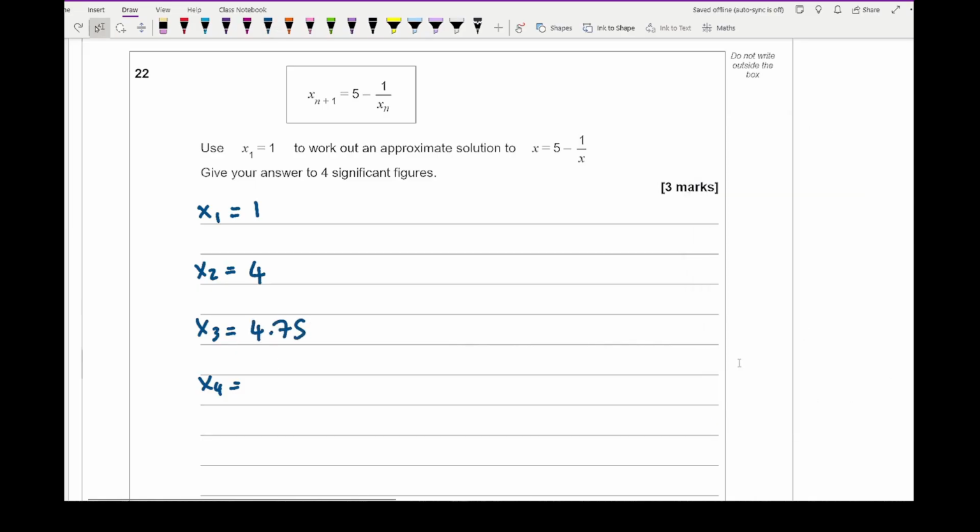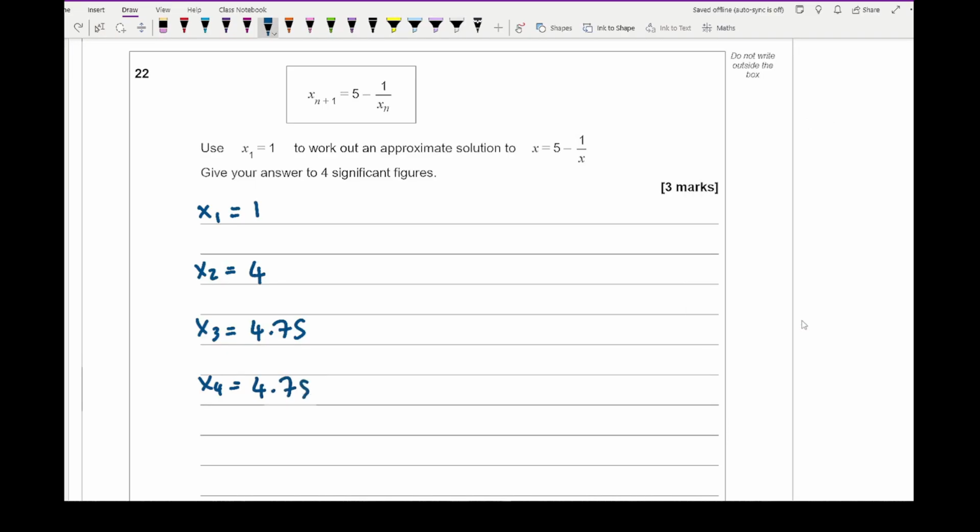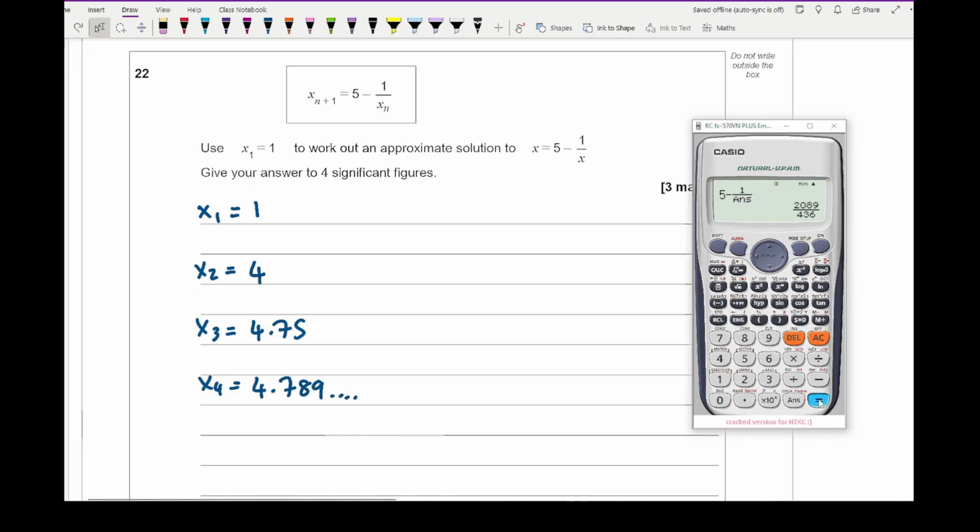I get my x4 value by pressing equals again, which is a long decimal number. So we're going to go for 4.789, and then so on. Then once I've written down the first couple of numbers, if I press equals, what I'm looking for is when the calculator number stops changing. And that there is my solution.